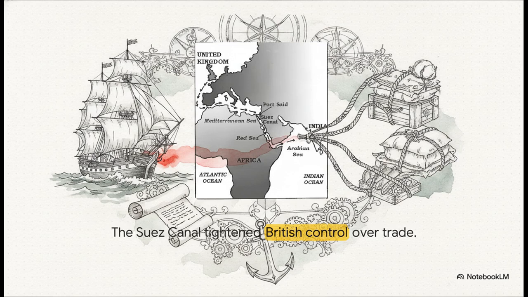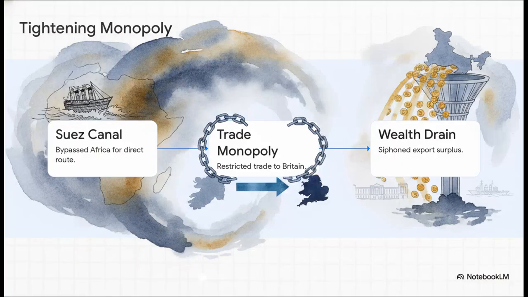And honestly, geography kind of acted as destiny here. The opening of the Suez Canal in 1869 was a massive turning point. It created this direct, highly efficient waterway connecting the Mediterranean straight to the Red Sea. Suddenly, ships didn't have to make that long, dangerous trip all the way around the continent of Africa. It slashed transportation costs dramatically. But here's the catch. This incredible engineering marvel wasn't used to integrate India into some free, global market. Instead, it was used as a mechanism to completely tighten the monopoly. Britain restricted over half of India's foreign trade exclusively to itself.